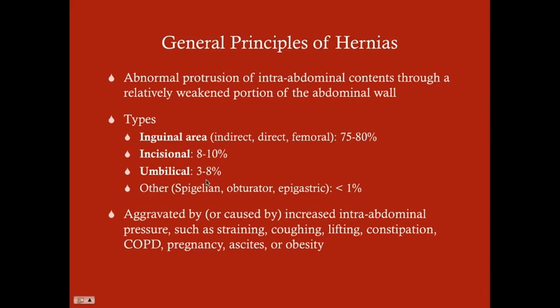Umbilical hernia is something that you may see in kids, maybe see in adults sometimes too. This is 3 to 8%, and then there's some other hernias that are less common.